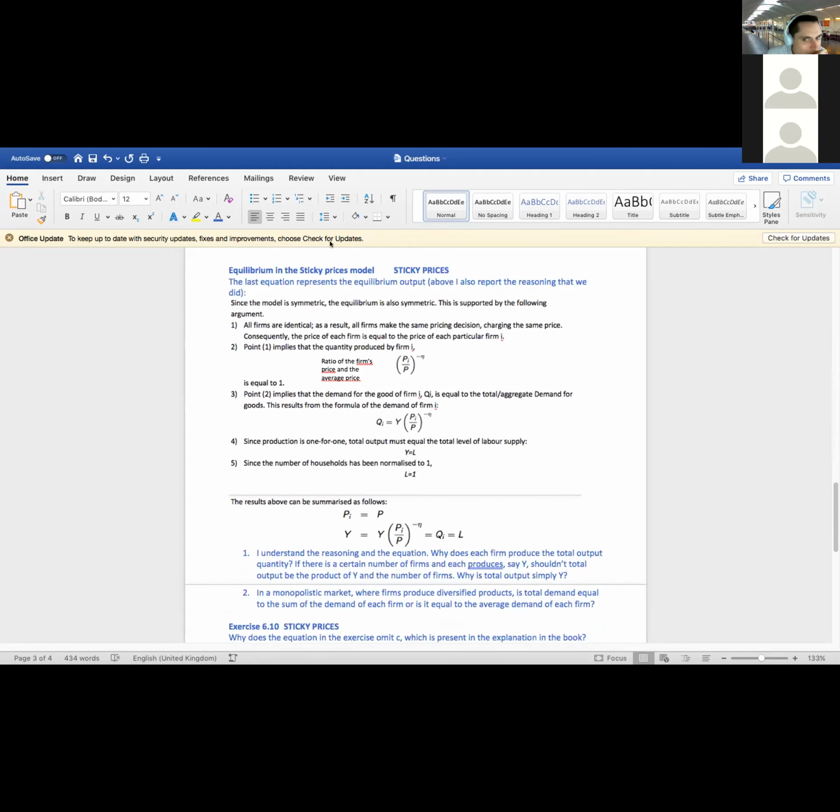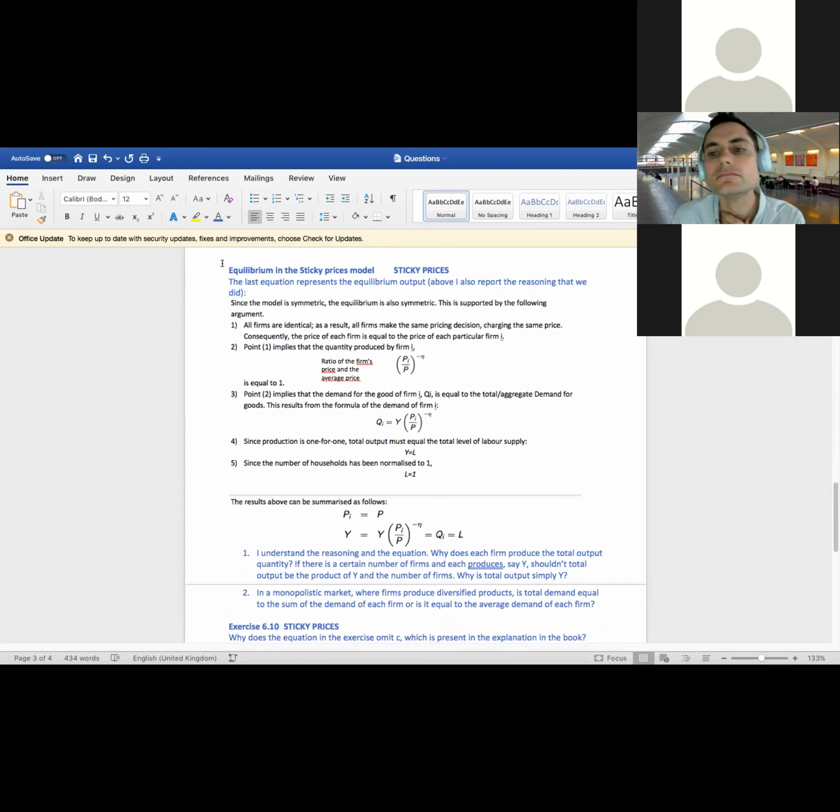Okay. About the equilibrium in the sticky prices model without the nominal rigidity. So in the first part, here in the end, we say in this last equation that the quantity produced by one firm is equal to the total demand. But why should the quantity produced by only one firm be equal to the total demand? So, okay, should the quantity of all firms be equal to the total demand?